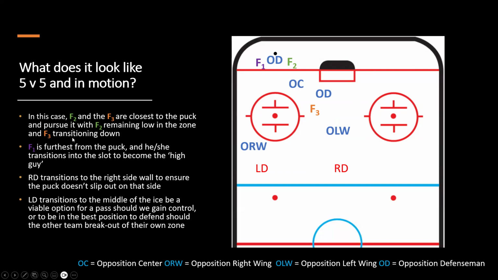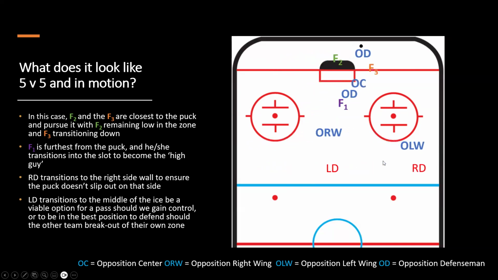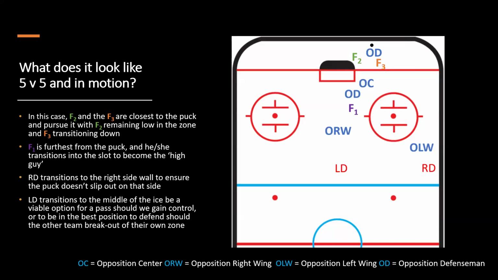Okay. So F1 in this situation is furthest away from the puck. So he or she is going to transition into the slot to become the high guy. The right defenseman, this guy right here, we're going to see that player transition to the wall. And then our left defenseman right here is going to transition into the middle of the ice. Here's what it looks like. Okay. Boom. Do you guys see how that rotation happened? Give me a thumbs up if you can see how that transition happened. Good. Excellent. Okay. So what we're doing here is we're angling and we're maintaining constant pressure on the puck carrier. All right. We're maintaining constant pressure on that puck carrier.